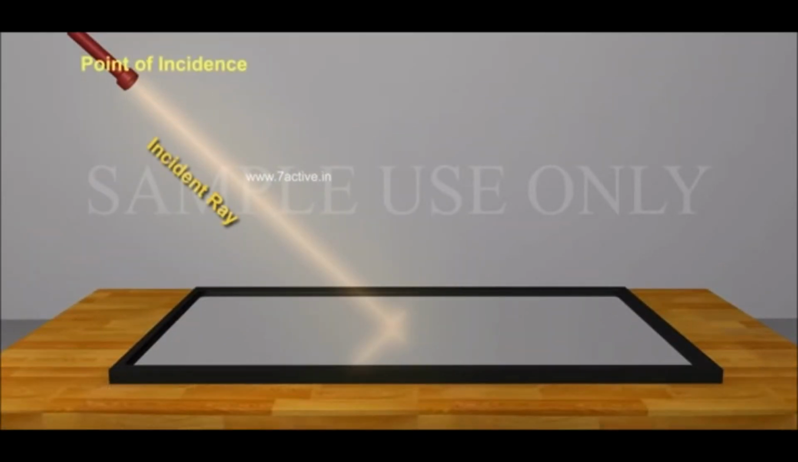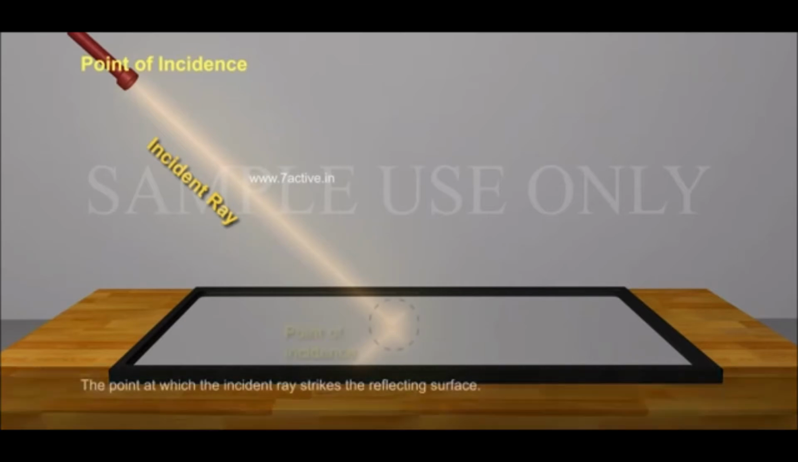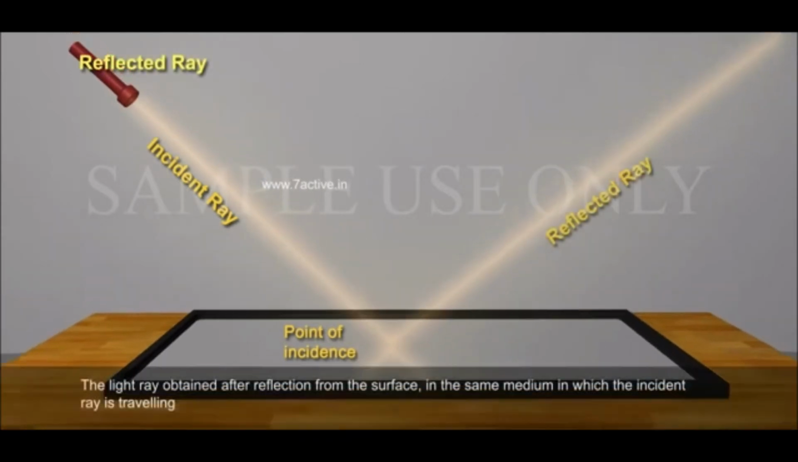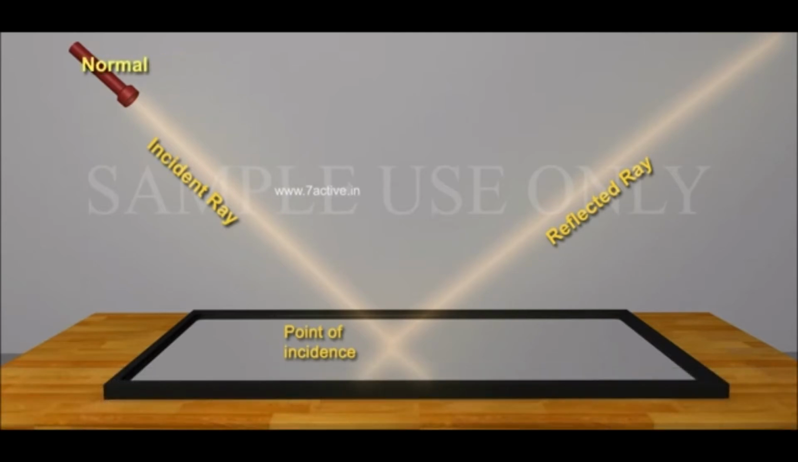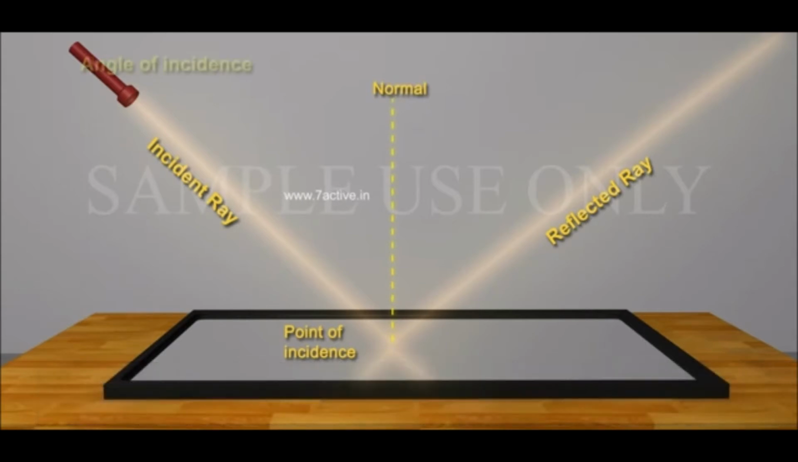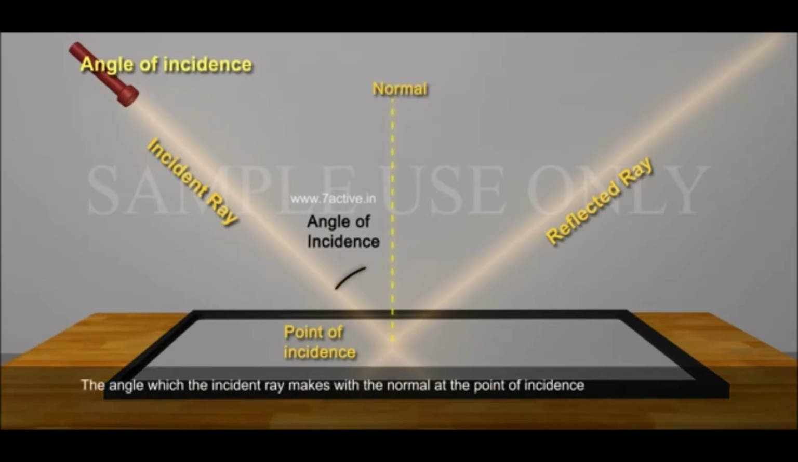Incident ray. Light ray striking a reflecting surface. Point of incidence. The point at which the incident ray strikes the reflecting surface. Reflected ray. The light ray obtained after reflection from the surface, in the same medium in which the incident ray is traveling. Normal. The perpendicular drawn to the surface at the point of incidence.